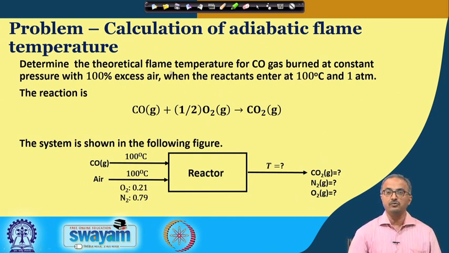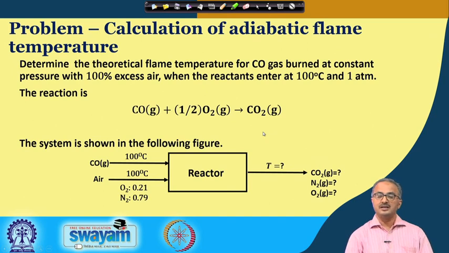So here we have to determine the theoretical flame temperature or adiabatic flame temperature for carbon monoxide gas burned at constant pressure with 100% excess air when the reactants enter at this temperature and this pressure. And this is the particular reaction. This is the stoichiometric reaction, in which 1 mole of carbon monoxide is combusted with half a mole of oxygen to give 1 mole of carbon dioxide, all in the gaseous state.